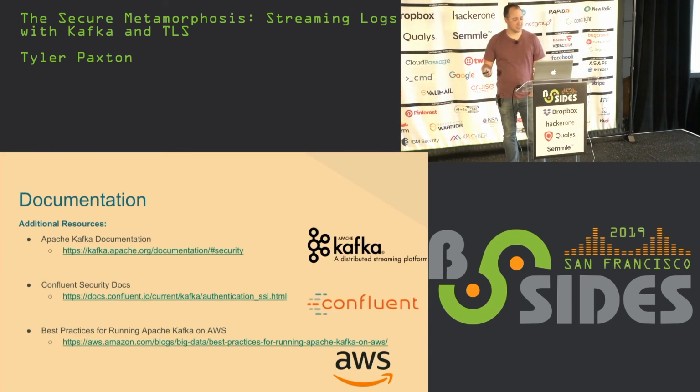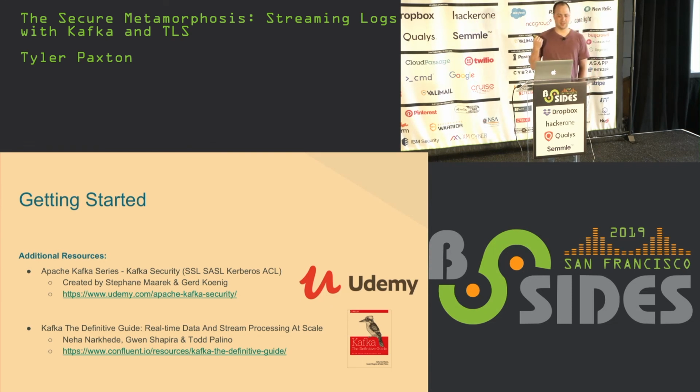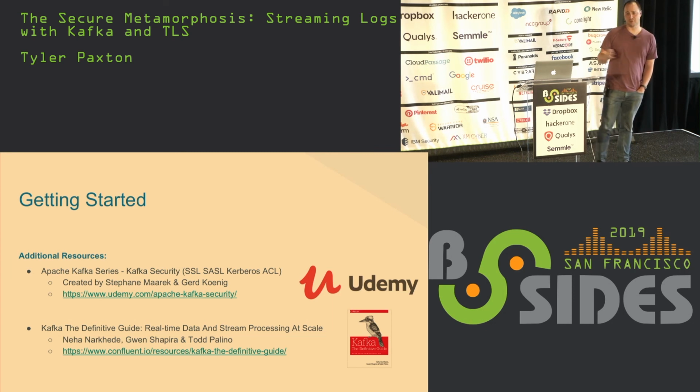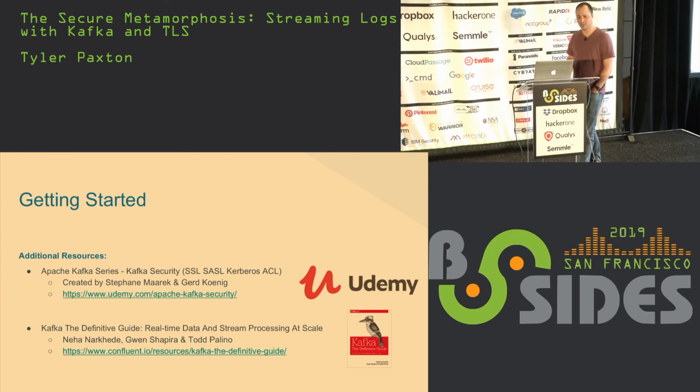A couple of resources. There's all the documentation. It's dry as you'd expect, but really thorough and helpful. And if you're doing it in AWS, there is a best practices guide for that. There's also a couple of things that I'd recommend. One is the O'Reilly Kafka book, and then there's a course by Stefan and Gerd. I'm not going to attempt their last names, but they have a Kafka security series. It's $15, super thorough, helps you get through setting up a basic setup.